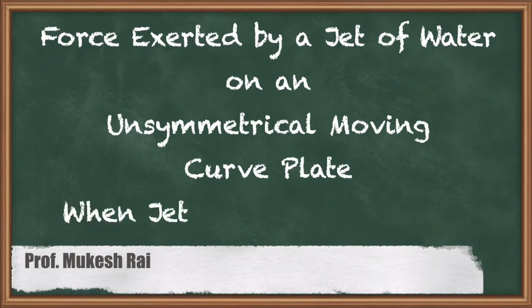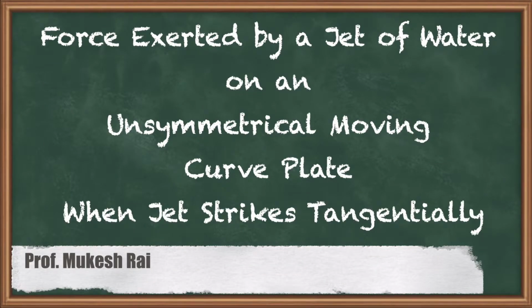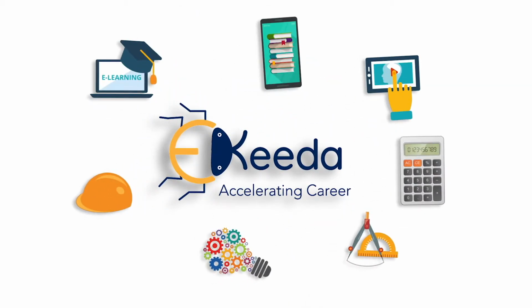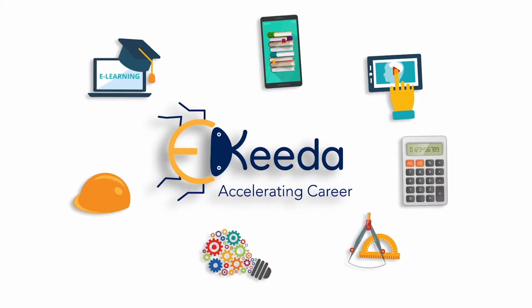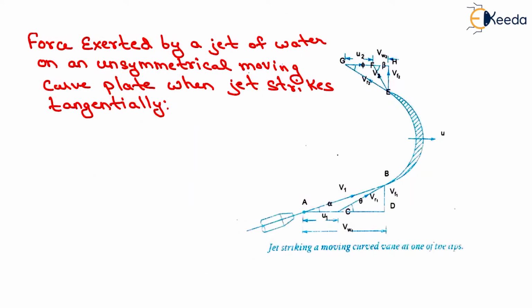Hello students, today we are going to study force exerted by a jet of water on an unsymmetrical moving curved plate when jet strikes tangentially. Now the figure which is shown here represents a jet of water striking a moving curved plate, also called vane, tangentially at one of its tips.